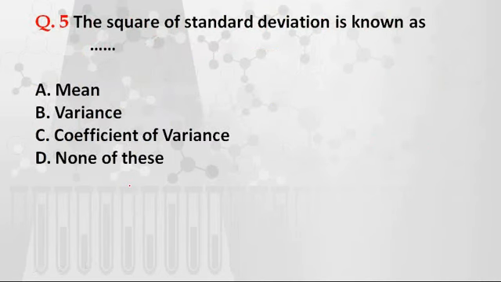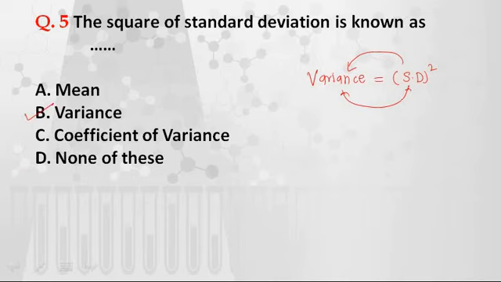Question number 5 is, the square of standard deviation is known as. Option A is mean, option B is variance, option C is coefficient of variance and option D is none of these. So the relation between standard deviation and variance is given by this: variance is equal to standard deviation whole square. This is the relation between variance and standard deviation. So we can easily understand from this relation, the square of the standard deviation is known as variance.